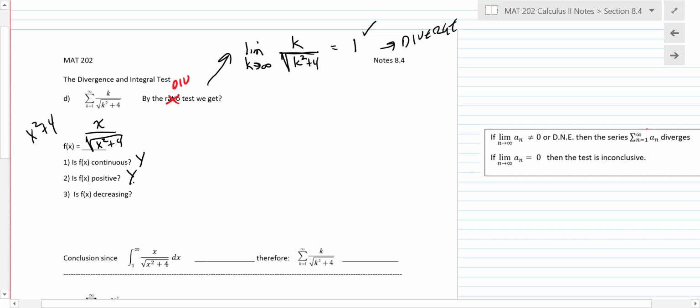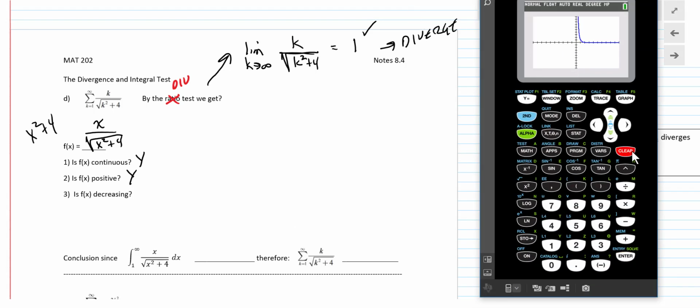And the other thing that I wanted to look at on that is, now see, you could do this. I'm going to just do this on the calculator real quick to get a sense of what's going on. So if I put the function in, x divided by square root of x squared plus 4, just to see if this function is generally decreasing. Let's see kind of what I got here. And I'm just going to do standard window, okay, like that.